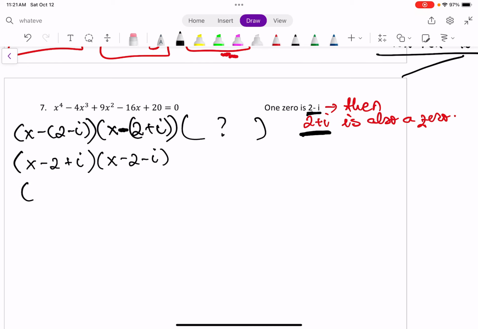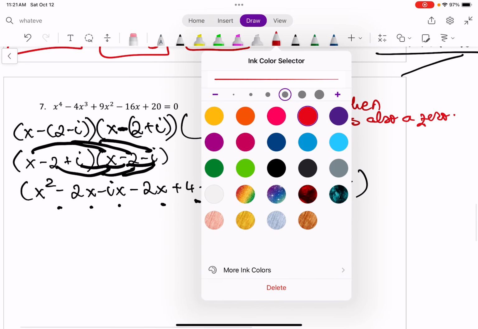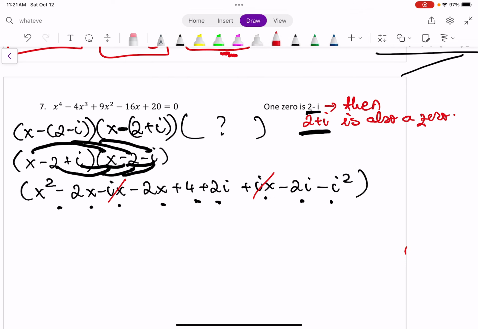So I'm going to distribute all this, and it's going to take me a while. Again, you need to make sure x times all of them, 2 times all of them, i times all of them. So you will get 3 times 3, 9 different terms. Okay, but combining them makes a whole bunch of them go away. You have negative ix and positive ix, and 2i and negative 2i go away. By the way, negative i squared is negative 1, with the extra minus that makes it a plus 1. So all of this combines into x squared minus 4x plus 5, because the 4 plus 1.